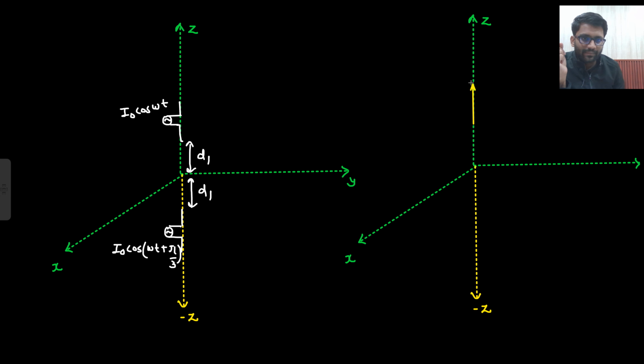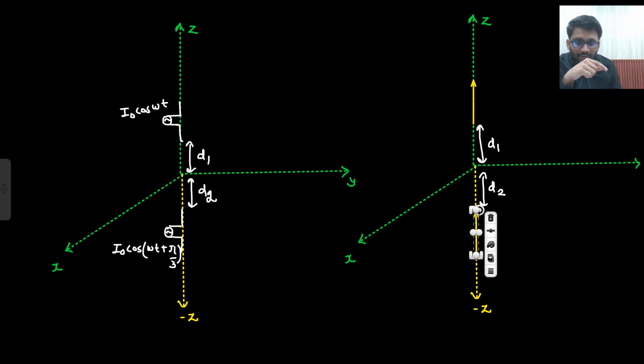So at D1 height, you are having I naught. This is also D1 only. Downward also there is D1 only. Or let's make it D2. And at D2 height also you are having I naught current only. But if this is I naught, then this is I naught e to the power j pi by 3. Say yes or no. If this is I naught, then this is pi by 3 ahead of this current. So I am writing I naught e to the power j pi by 3.